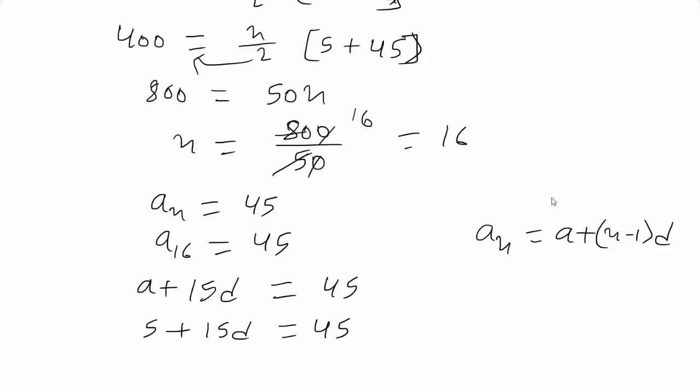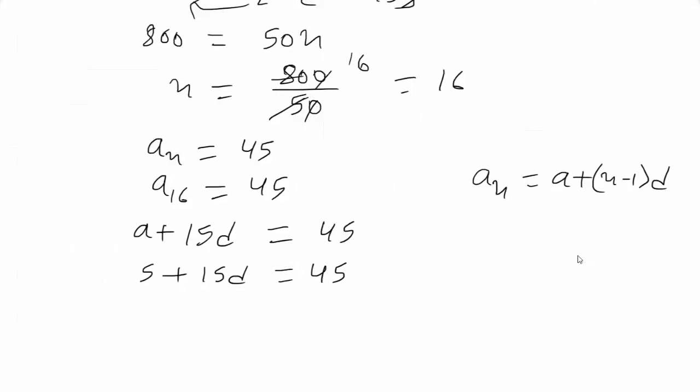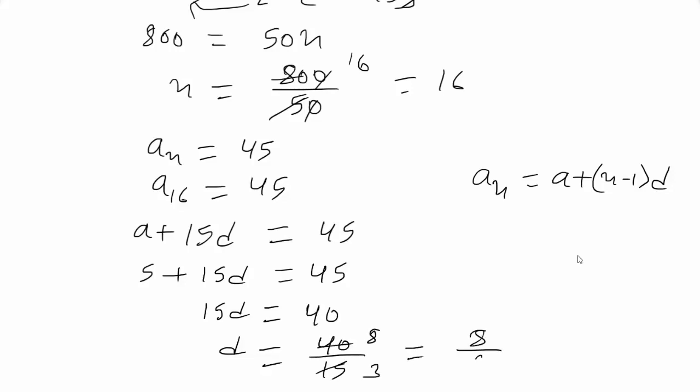Is it 45 or not? Yes, it is. Don't sleep. So we can say 15d is equal to 40. So d is equal to 40 divided by 15. So we are getting it in fraction. 5 threes are 15, so it's 8 by 3. So the common difference here is going to be 8 by 3. Got it? Is it clear? So see, in order to find d, first we found n, meaning the number of terms in the AP series, and then we evaluated d using that.